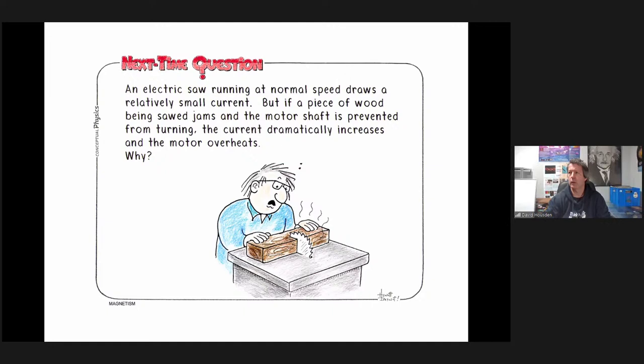Okay, so this is more tricky. An electric saw running at normal speeds draws a relatively small current. But if a piece of wood being sawed jams and the motor shaft is prevented from turning, the current dramatically increases and the motor overheats. Which is a surprising thing, but it's absolutely true.